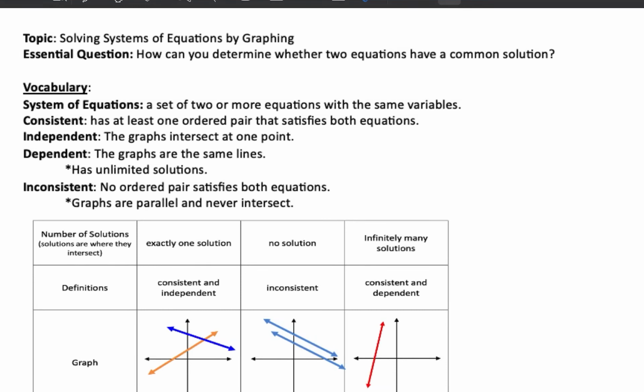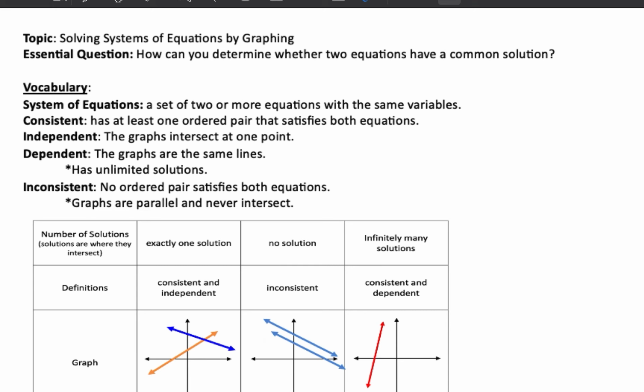So today we're going to be talking about solving systems of equations by graphing. A system of equations is a set of two or more equations with the same variables. More specifically today, we're going to be talking about systems of linear equations. So those are going to be straight lines.